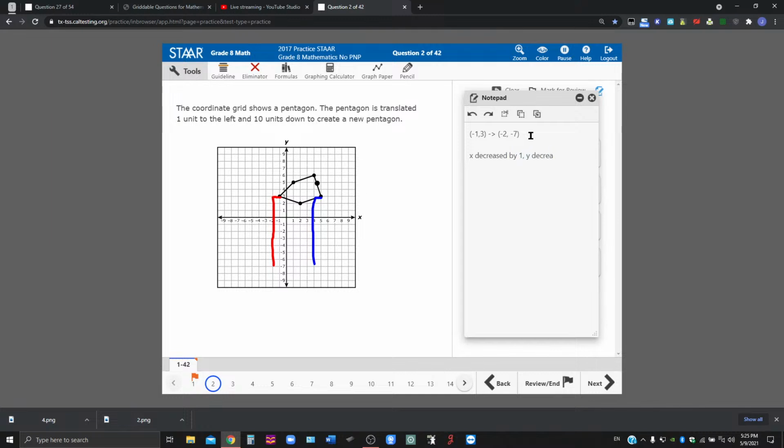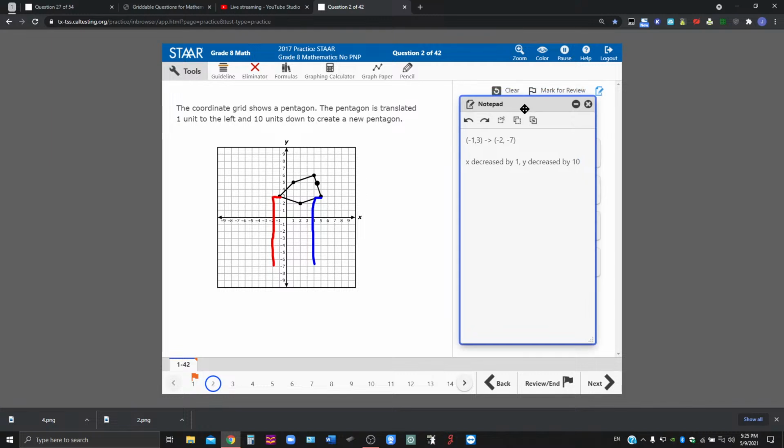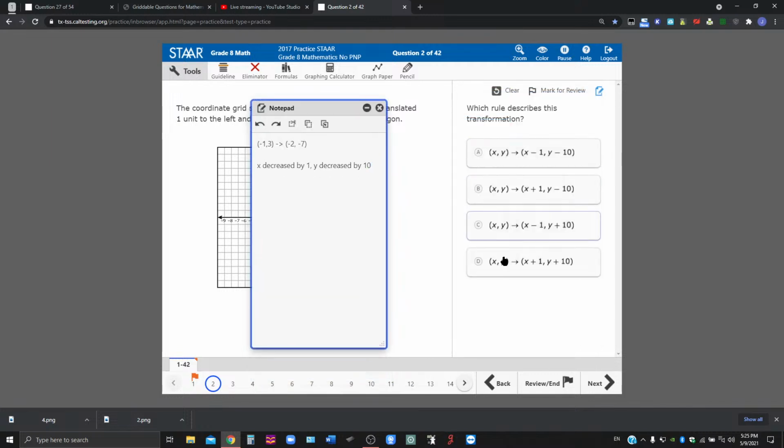decreased by 10. Okay, so that's the rule that we found. Using this rule, we can compare with the options and see which option gives us that rule. You might see that's option A. So x decreased by 1, subtract 1, and y decreased by 10, subtract 10. So this is an example of how we use the pencil and the notepad.